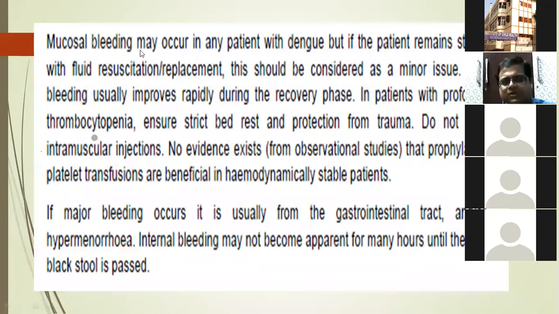It says mucosal bleeding may occur in any patient with dengue, but if the patient remains stable with fluid resuscitation and replacement, this should be considered a minor issue, like in our patient. The bleeding usually improves rapidly during the recovery phase. In patients with profound thrombocytopenia, ensure strict bed rest and protection from trauma. Do not give intramuscular injections. No evidence exists from observational studies that prophylactic platelet transfusions are beneficial in hemodynamically stable patients. If major bleeding occurs, it is usually from the GI tract and or hypermenorrhea. Internal bleeding may not become apparent for many hours until the first black stool is present.